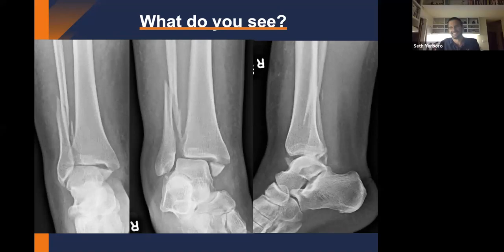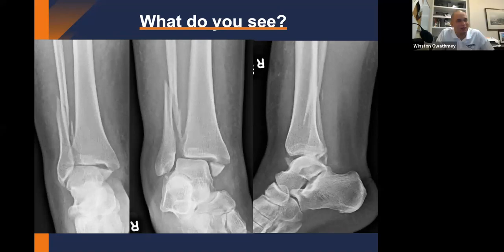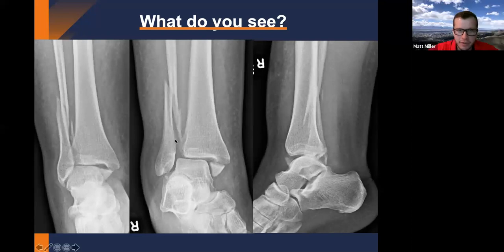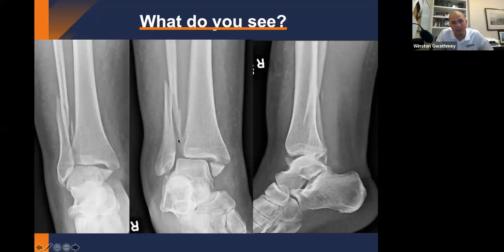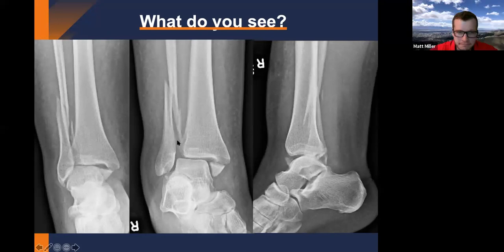It's okay. So two quick feedbacks. That middle X-ray is an oblique. They also call it a mortise view. And then two, even though that fracture looks really high, where does it start, Matt? Where do you think that fracture starts? I mean, it would start down here inferiorly. It starts at the level of the syndesmosis. Would you agree? Okay.